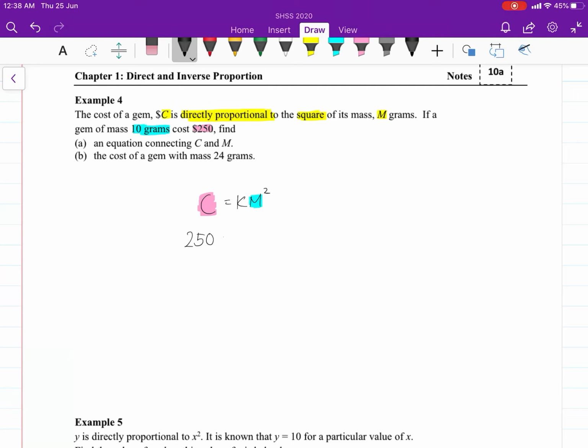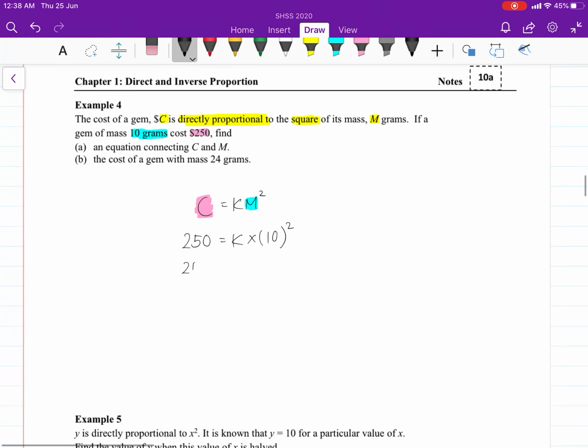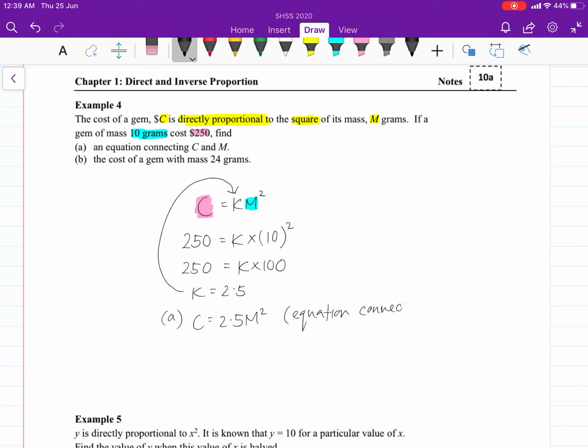So $250 equals k times m, which is 10 squared. Then you work out the value of k times 100. So k is 2.5. Once you get the value of k, put the k back into the original equation, and there you go. You get C equals 2.5 m squared. That is the equation connecting C and m. So that's part A.